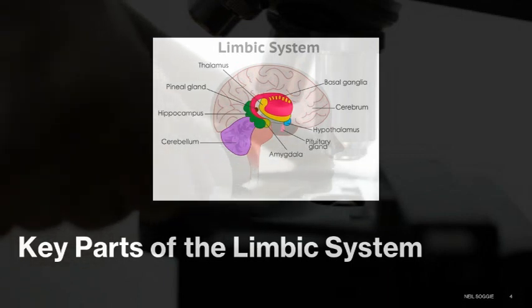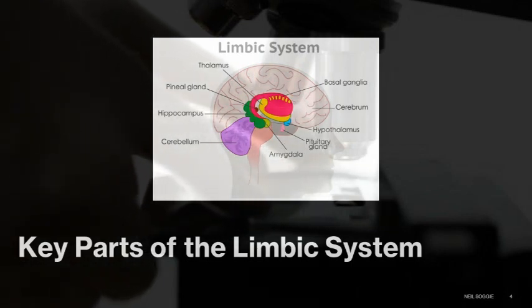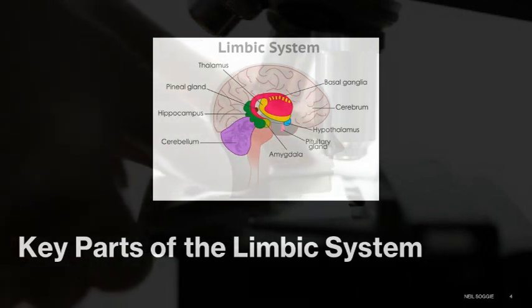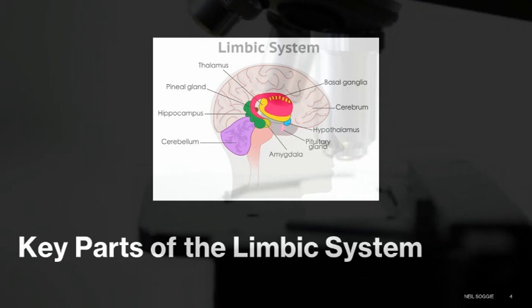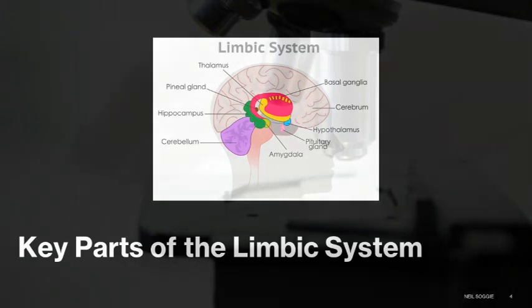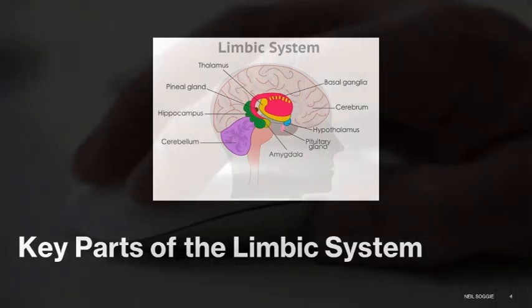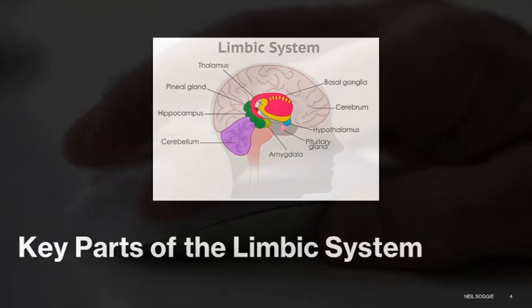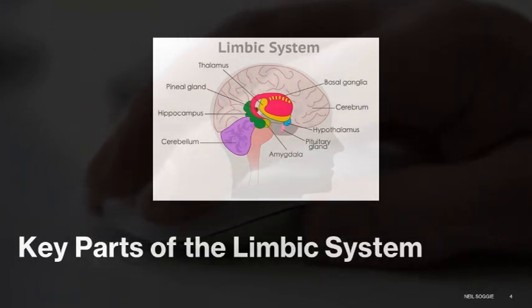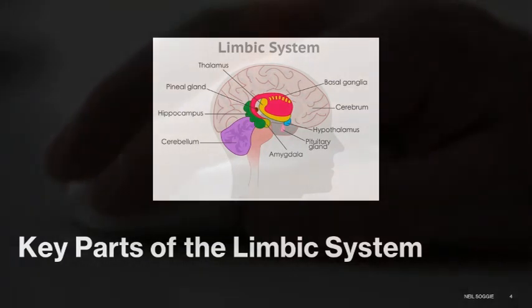And while this isn't traditionally considered part of the limbic system, you can consider the basal ganglia as being something that's closely connected to and interacting with the limbic system. So it's going to help contribute to some extent to the emotional processing by influencing motivation, reward, and the regulation of overall mood and emotional states.